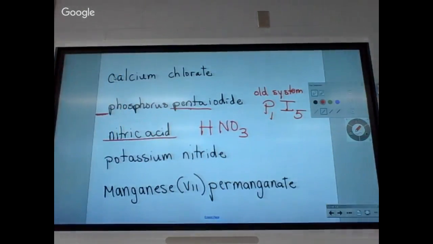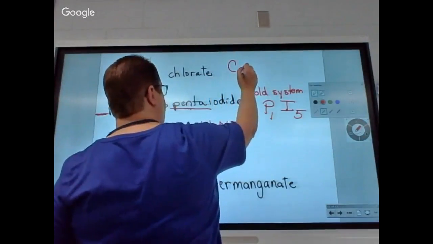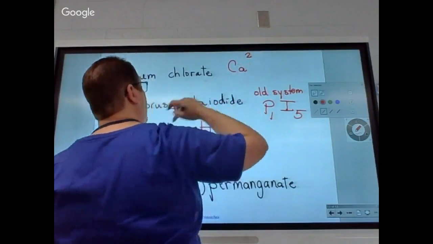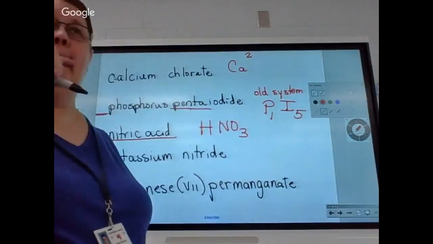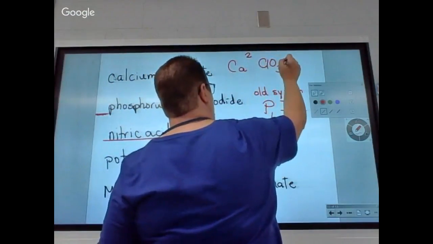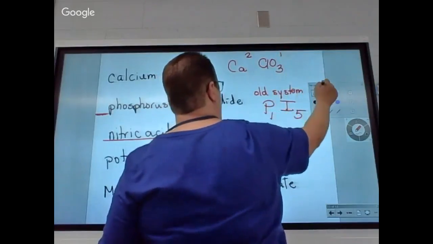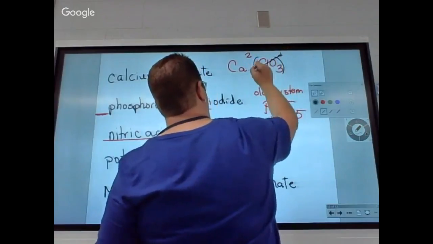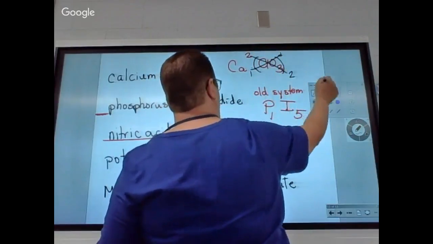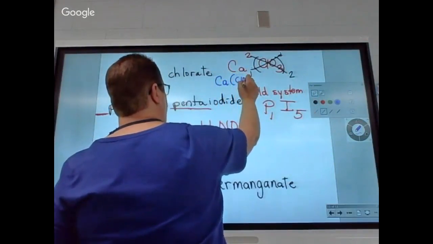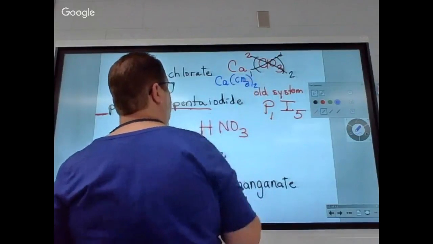What do we do for calcium chlorate? What's calcium? Ca. What's its oxidation number? All right, chlorate. What's chlorate? ClO3. What's its oxidation number? Okay, I'm putting parentheses around it. 1 comes down over here, 2 comes down over here. I wind up with Ca, ClO3 with a 2.